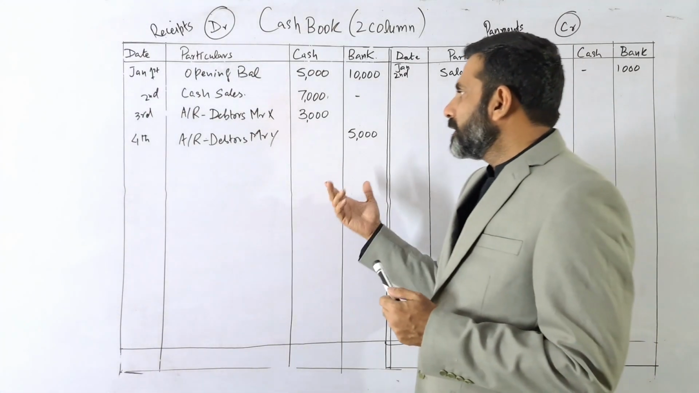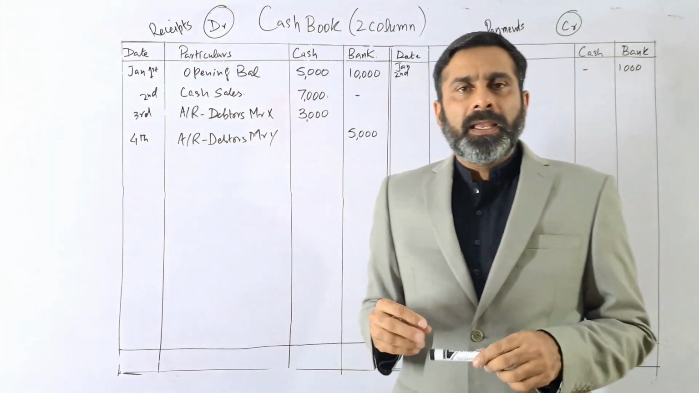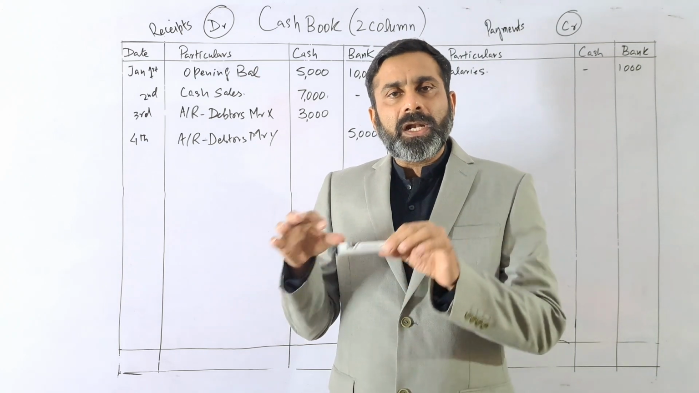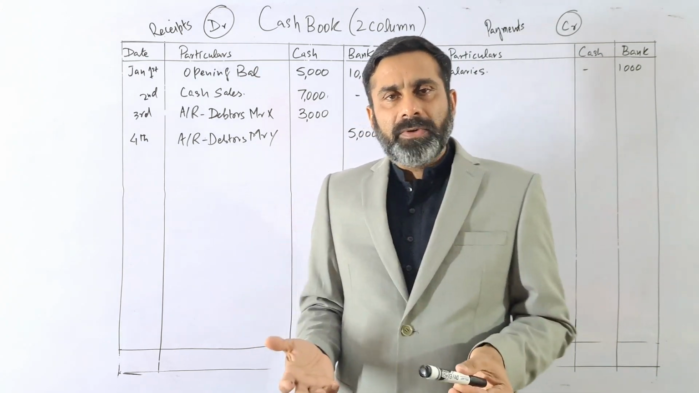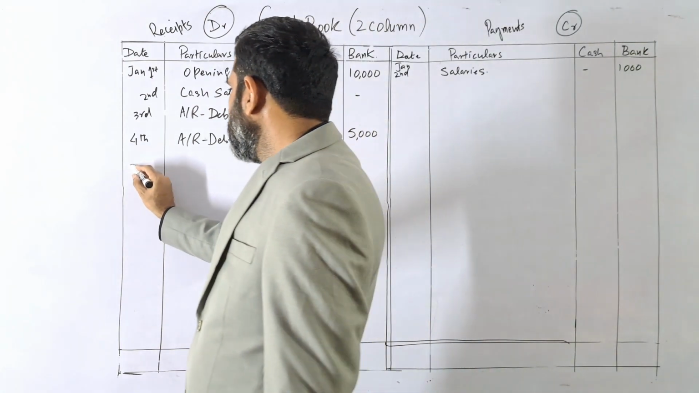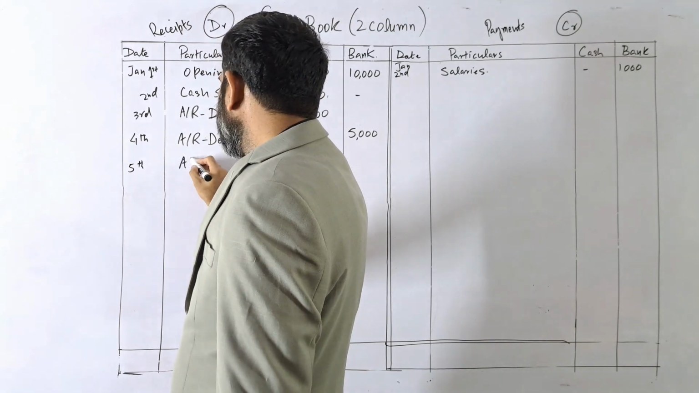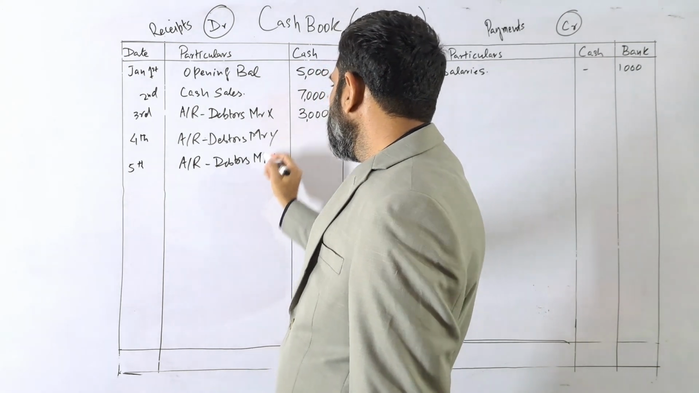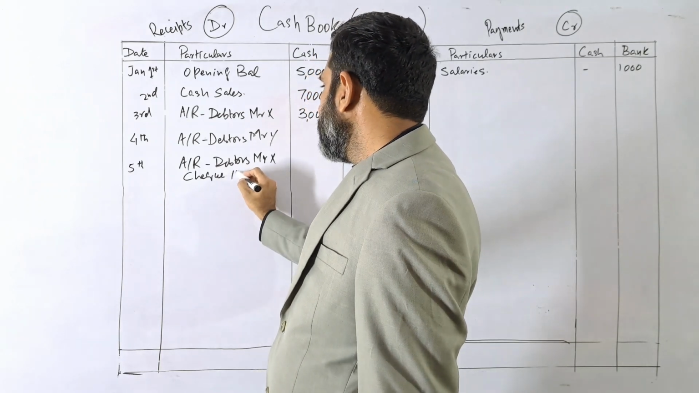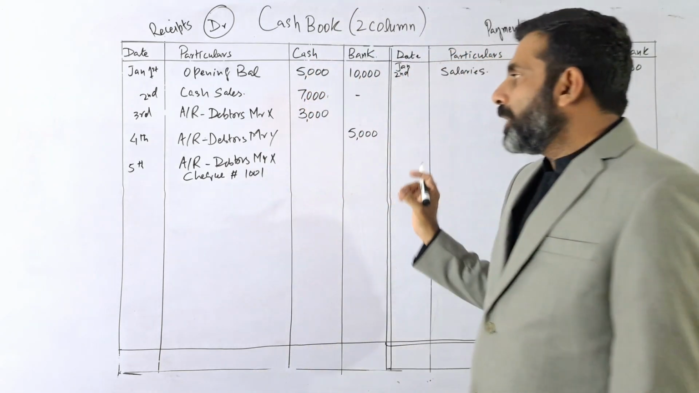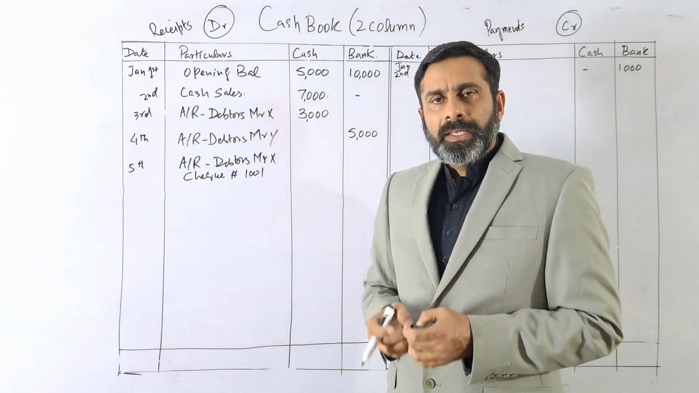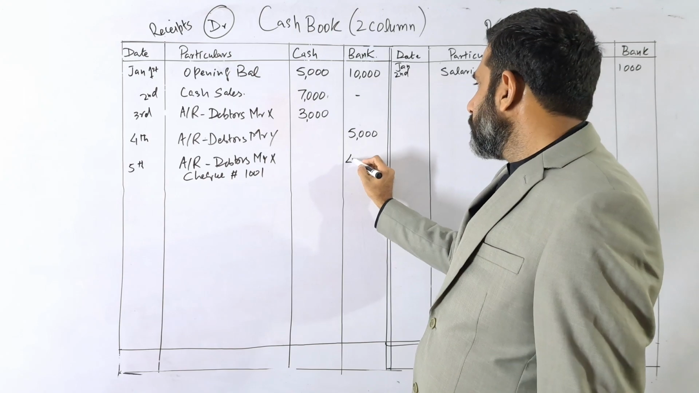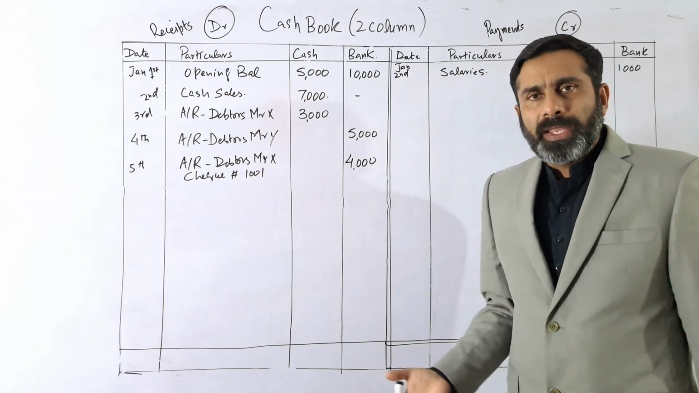Let's say, for example, the customer has given you a check for $1,000. Normally we consider that we receive the check and do not keep it with us; we directly deposit it into our bank account. That's why we are considering it directly in the bank account. So we have the account receivable, debtor Mr. X, who has given you the check. We can write the check number 1001. We received a check from the customer and immediately deposited it into the bank. Let's say it is $4,000.